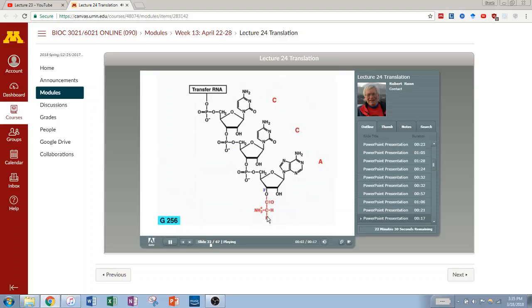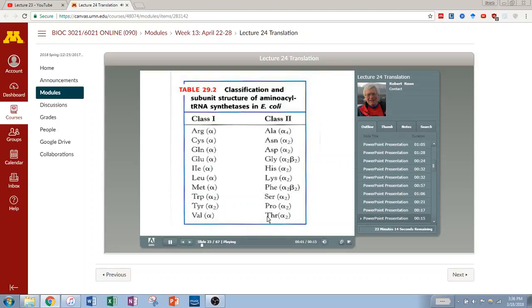The figure shows the 3 terminal nucleotide units at the end of a typical transfer RNA. Notice the nucleotide sequence is CCA. The amino acid is covalently linked to the 3' hydroxyl of a ribose by an ester bond. There are 2 evolutionarily distinct classes of synthetases, each recognizing 10 amino acids. The 2 classes recognize opposite faces of the transfer RNA molecules.